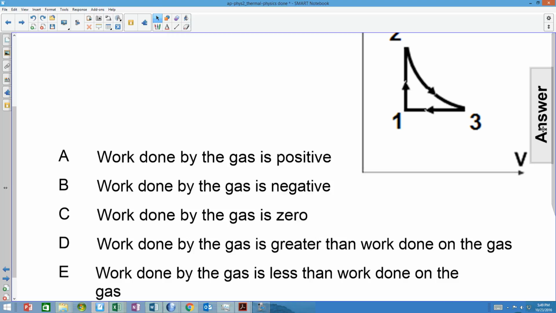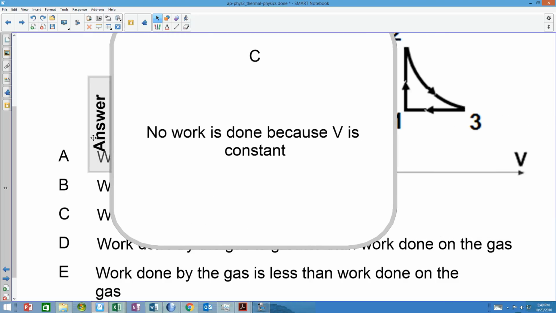Okay, so let's check and see what the correct answer is. The correct answer is C. No work is done in this case because the volume remains constant. It doesn't change.